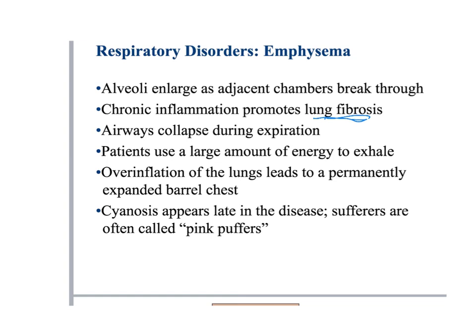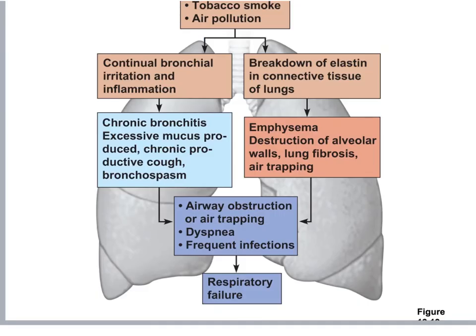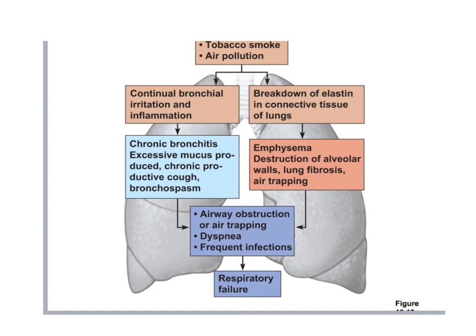All right, so they're kind of barrel chest. Someone has like this, and their chest is out, pushed out, and they have this pink puffer look, it's called. All right, so tobacco smoke, air pollution continually irritates the bronchioles, right? Causes inflammation. You have chronic bronchitis.